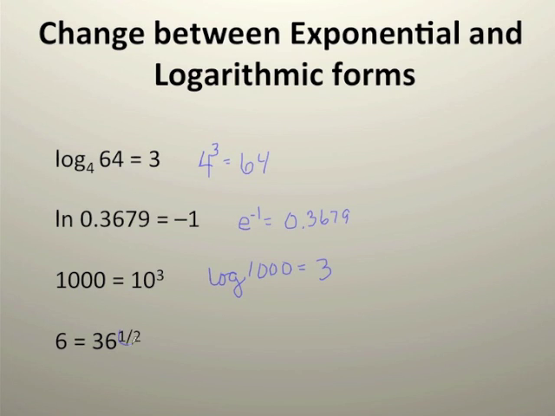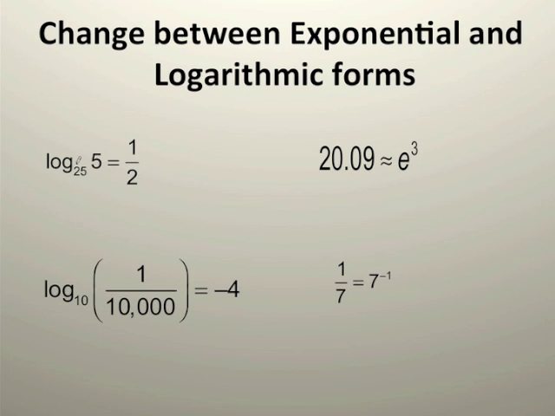We want log base 10 of 1,000 is 3. Well, here's the exponent, so this must be the base. So it's log base 36 of 6 equals 1/2. 1/2 is the square root. Square root of 36 is 6. Here my base is 25. Exponent is 1/2 equals 5.